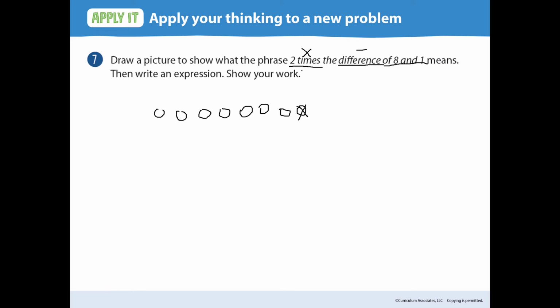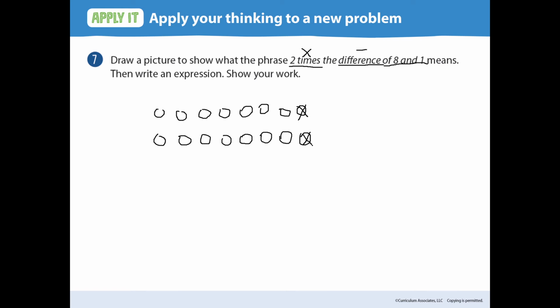And there's 2 times that. So I'm going to do the same thing 2 times. 1, 2, 3, 4, 5, 6, 7, 8. The circles look a little better than the first ones. So 8 minus 1. Okay.